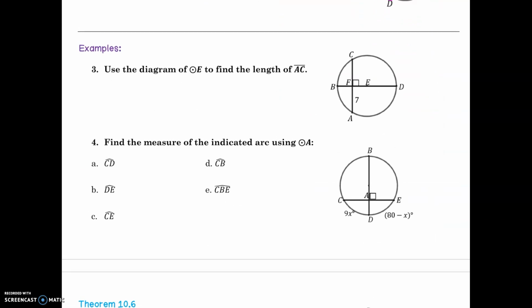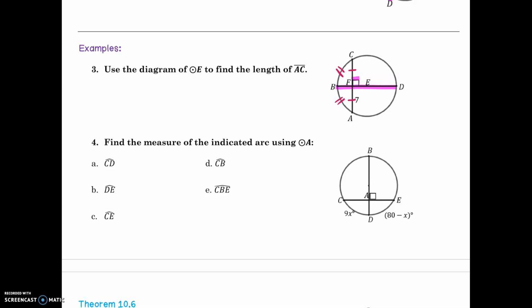So for example 3, we're going to use the diagram of circle E to find the length of AC. So here, because our diameter is perpendicular to our chord, we know two things. We know that the diameter bisects the chord, making segment CF congruent to segment FA. It also bisects the arc, making arc CB congruent to arc AB.